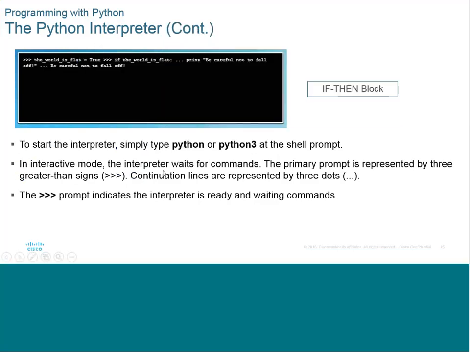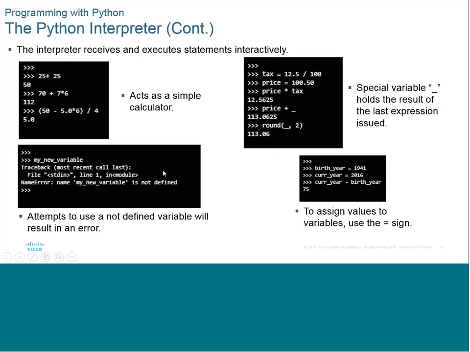Variables and basic statements in Python. Actually, we don't have time to do practice in Python. I will just show you the code that is available on your screen. As I told you, the interpreter receives and executes statements interactively. We have written 25 plus 25, it gives us 50, and 70 plus 7 into 6 gives us the result. It acts as a simple calculator. Also, attempting to use an undefined variable will result in an error.